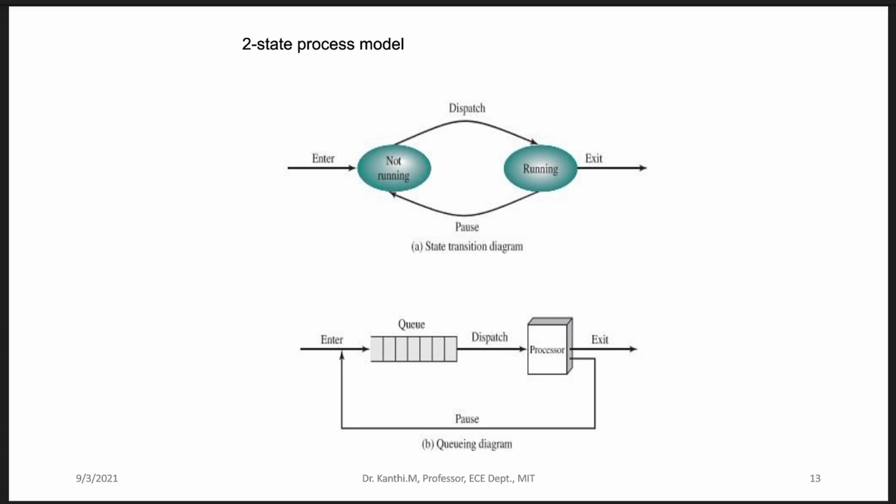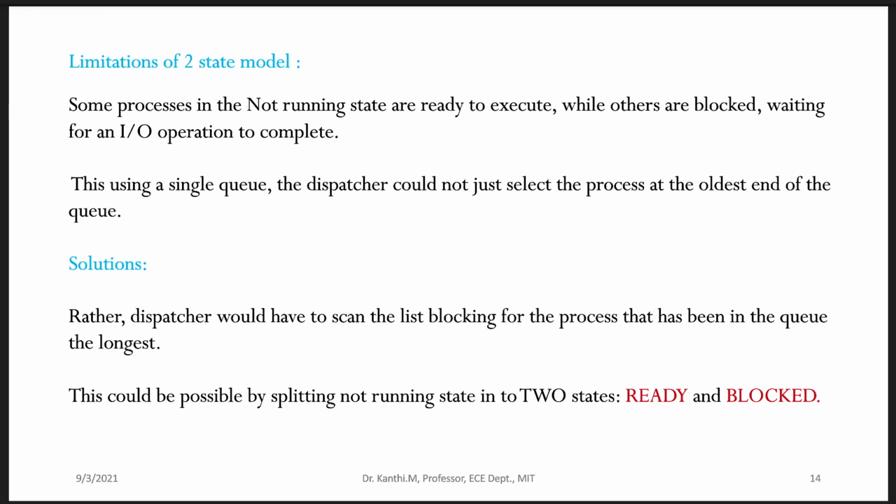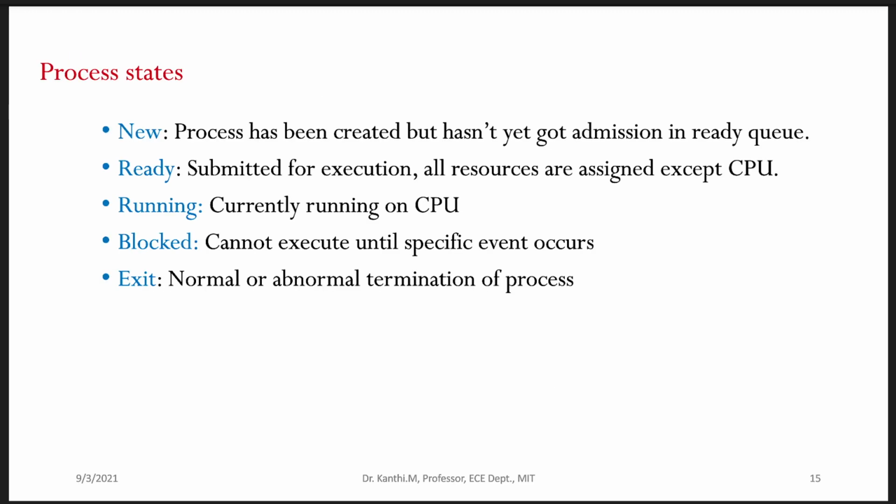So it is better to go for another state, because the dispatcher needs to scan the entire queue. So it is a time consuming process. Instead, we can have another state called blocked. Okay, so from the two-state model, we went to the three-state model wherein you have ready, running, and blocked.